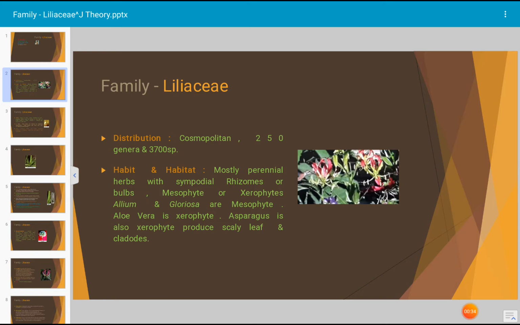How is the habit of plants of this family? Most of the plants are perennial herbs with sympodial rhizomes or bulbs. Most of the plants are mesophytes or xerophytes. Allium and Gloriosa are mesophytic plants. Aloe vera is a xerophytic plant. Asparagus is also a xerophytic plant that produces scaly leaves and cladodes.